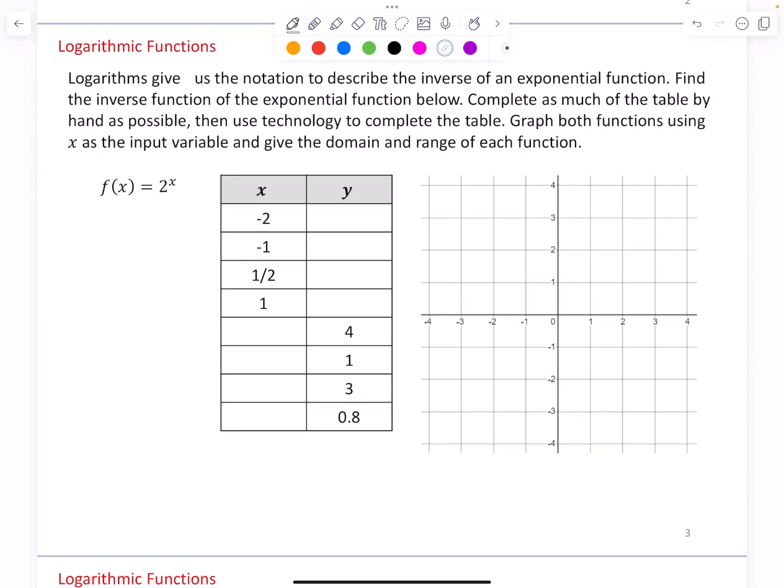Logarithms give us the notation to describe the inverse of an exponential function. So let's consider this function, f of x equals 2 raised to the x, or you could write y equals 2 to the x. And let's fill in this portion of the table.